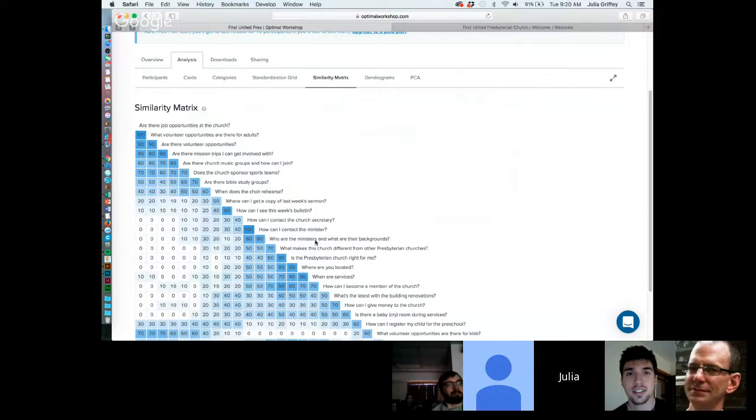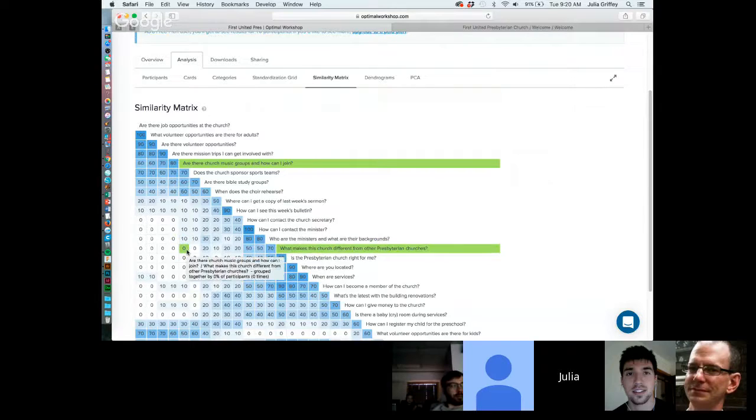So there's a 100 score right here: contacting the minister and contacting the church secretary. It's finding that these kinds of questions would be answered under a similar category. So the higher the number between the two, the more similar. But like, are there church music groups, and what makes this church different from other Presbyterian churches? There's a 0 similarity there. So that's telling me these don't belong in the same category at all. Where they intersect in this matrix is telling me the relationship between those questions. Okay, so that's how we can start to analyze where to put things.